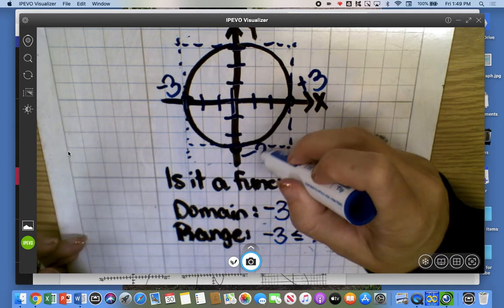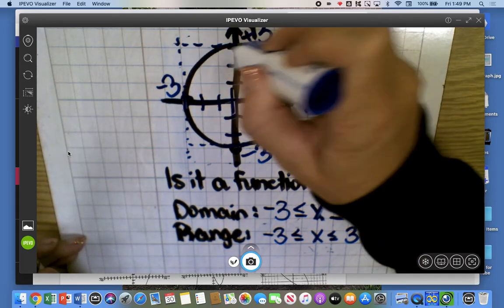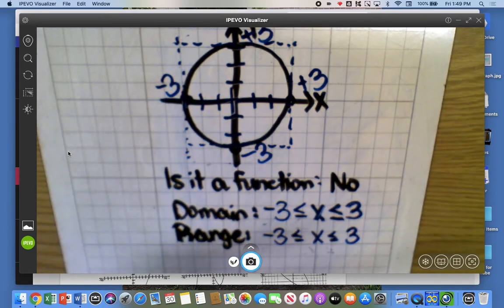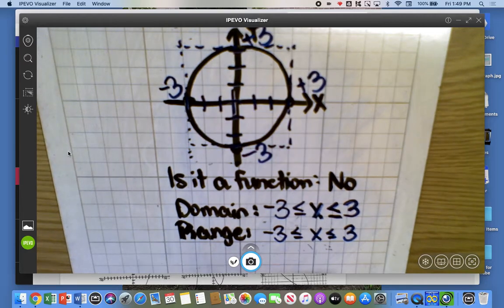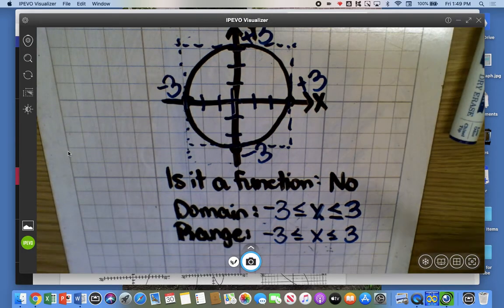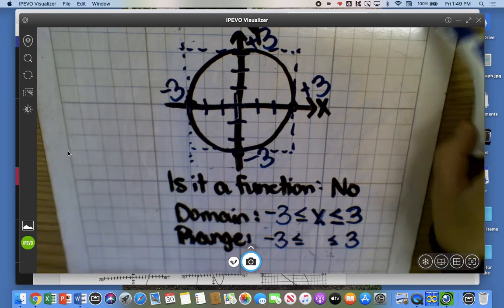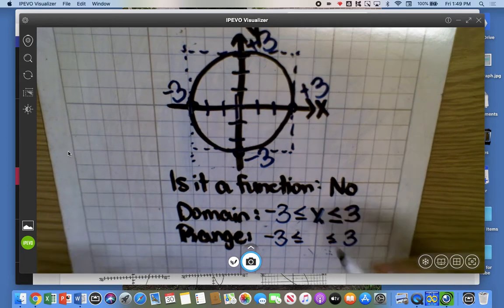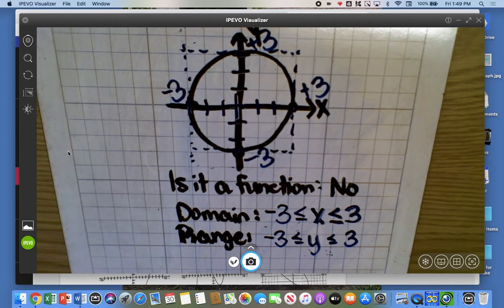Same thing here, -3 on the bottom, +3 on the top, highest point and lowest point, and we have our domain and range. Now, whenever you have a graph, it's always written as an inequality. Oh, I made a mistake. My range is not my x, my range is my y. If I had a classroom full of kids, they'd be yelling at me right now, I'm sure.